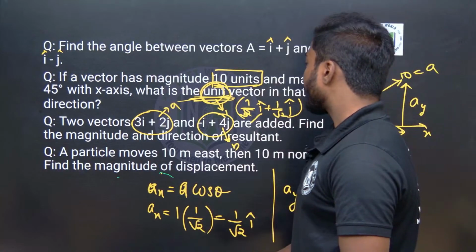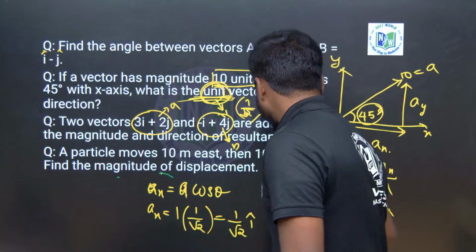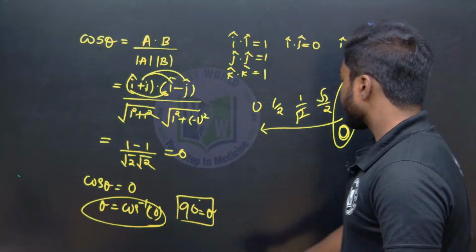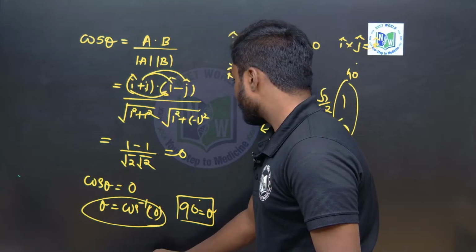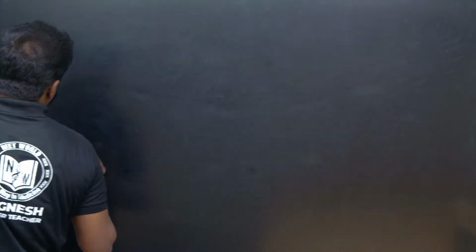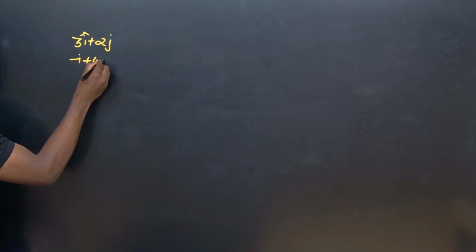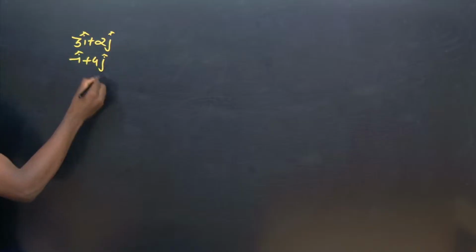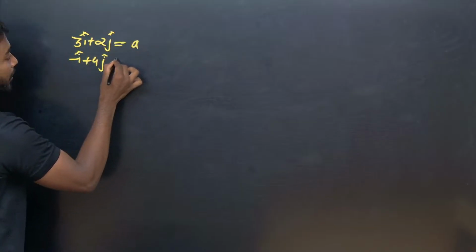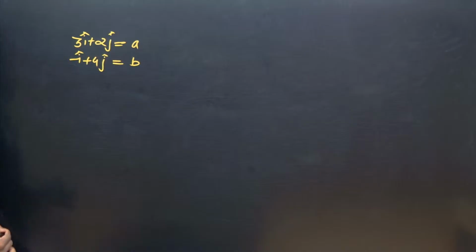3i plus 2j, minus i plus 4j. This is the given question. Let me consider this is A and this is B. I need to add both vectors.